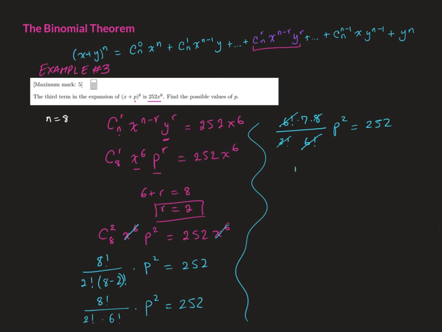From here we have 7 times 4 p squared equals 252, or p squared equals 252 divided by 28. That means p squared is equal to 9, and that gives an answer p equal to plus or minus the square root of 9. So p is plus or minus 3.